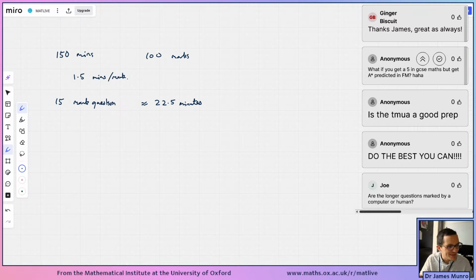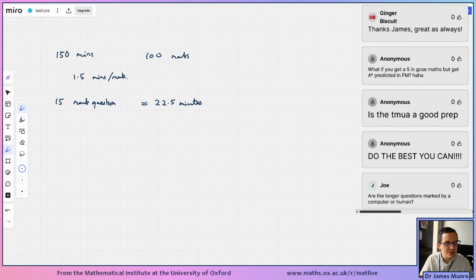A 5 in GCSE maths would be a real... But A-star predicts in further maths. And I have questions, right? Like, why did your school let you do further maths? Because lots of schools won't let you do further maths. And then I see, haha, I think not really. Right, okay. Good stuff.